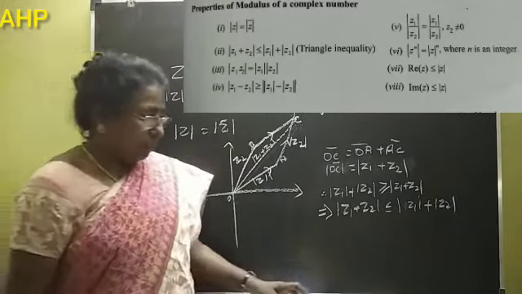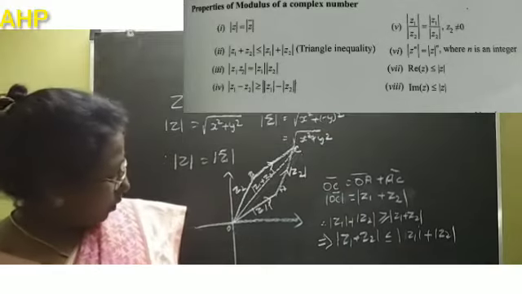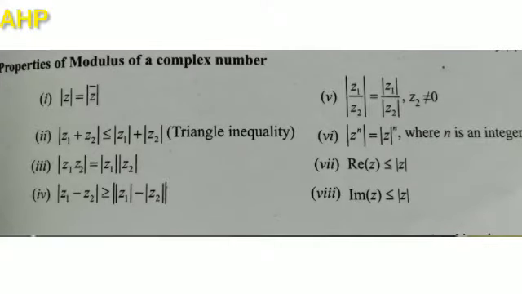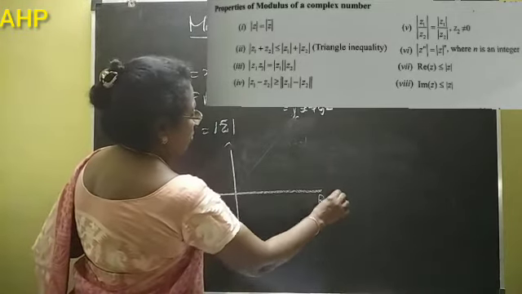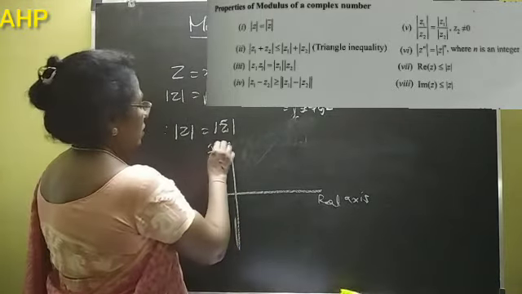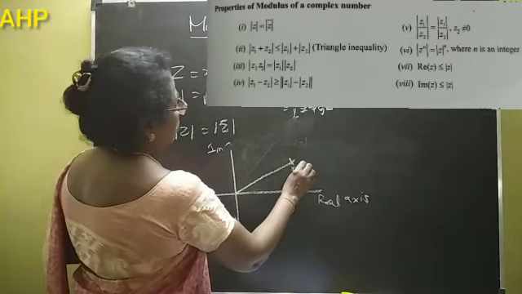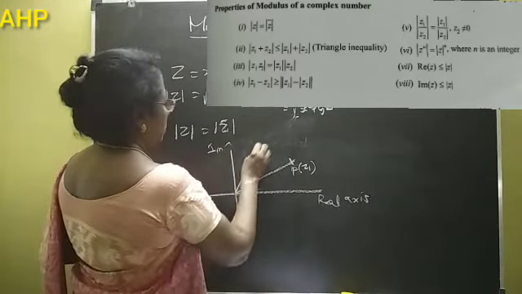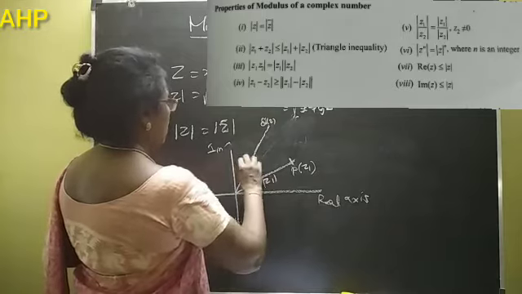The third property says modulus z1 z2 is equal to modulus z1 into modulus z2. The fourth property again, modulus z1 minus z2 is greater than or equal to modulus z1 minus modulus z2. Here we are going to take the real axis and imaginary axis. This is your real axis and this is your imaginary axis. So if you are going to plot one point, P is equal to z1 and Q is equal to z2. This is modulus z1, this is modulus z2.